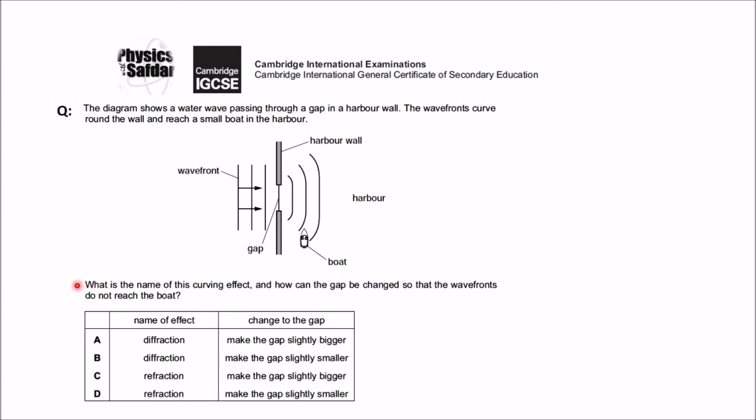Now look at this, what we need to know. So what's the question we have? What is the name of this curving effect? And how can the gap be changed so that the wavefronts do not reach the boat? You have 2 columns and 4 options. In the first column you need to know the name of the effect, and in the second you will see the change of the gap. So what happens when the wave travels left to right? They spread out. This is called diffraction of waves.